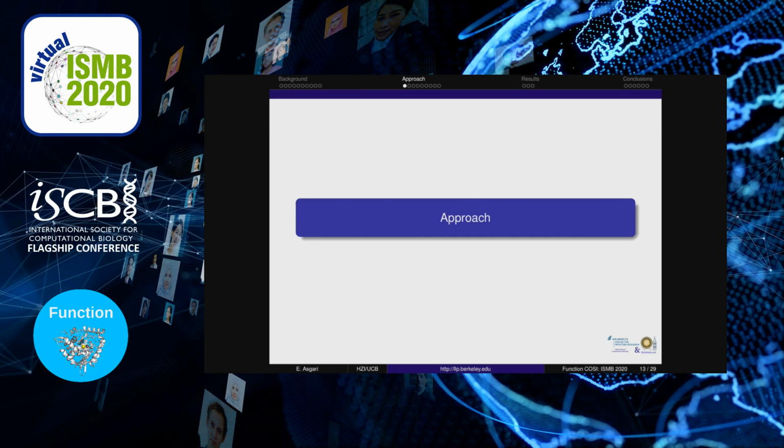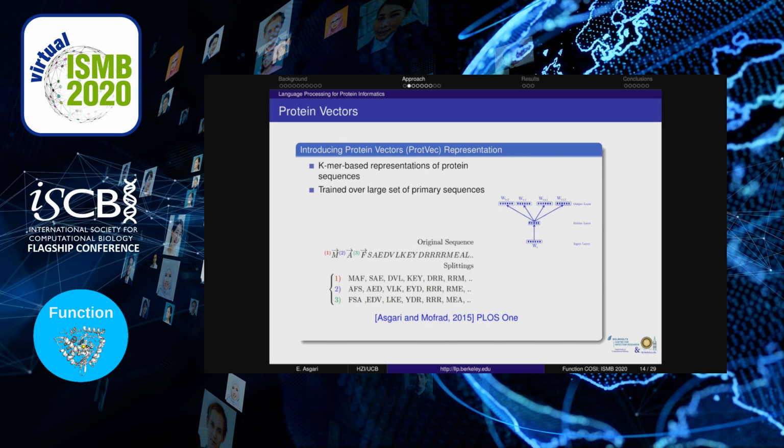And next, I'm going to briefly introduce the approaches that we use in language processing for protein informatics. We introduced the use of Skipgram neural network for training representations for k-mers of protein sequences. We train this network over a large set of primary sequences, which can be SwissProt, UniProt, or UniRep, or any collection of protein sequences. And the trained representations for k-mers can be used for protein informatics tasks.